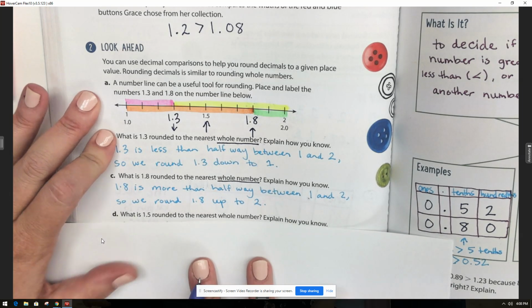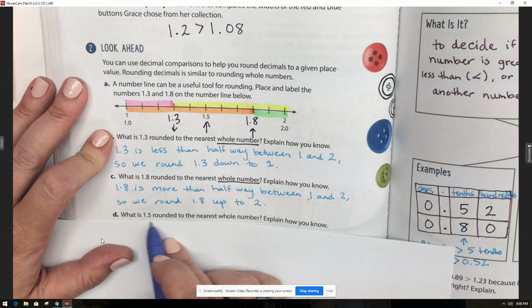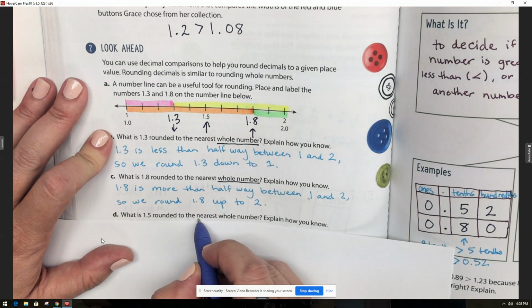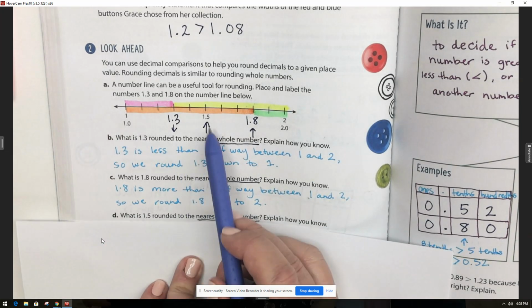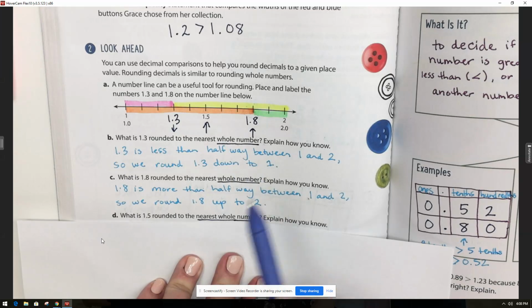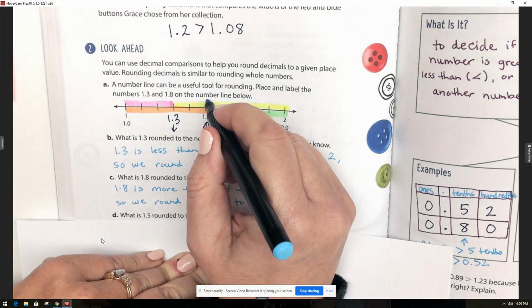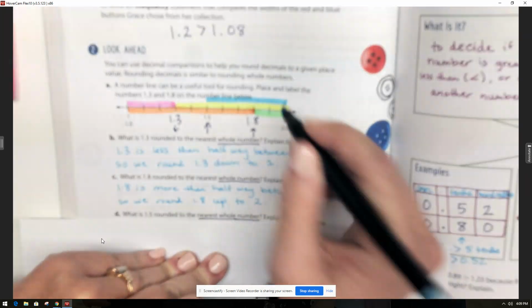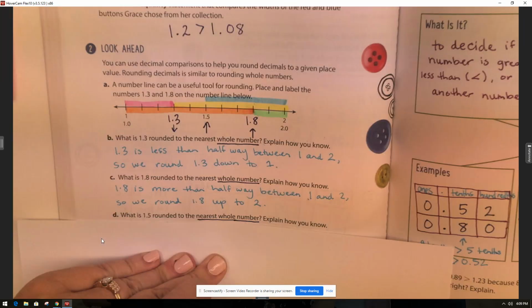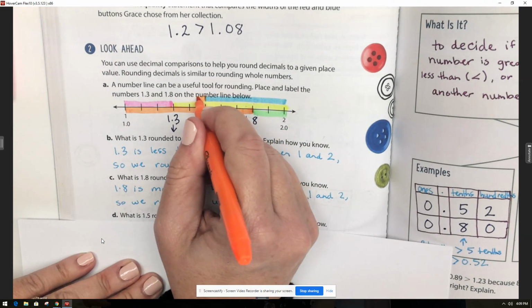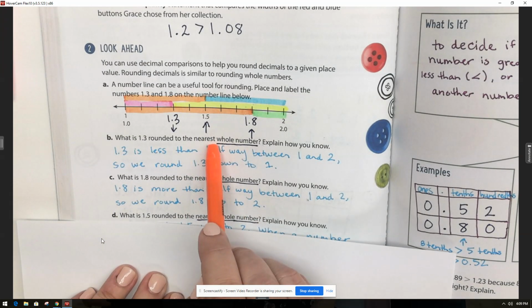What is 1 and 5/10 rounded to the nearest whole number? Explain how you know. So remember, when we've got a number that's half, if we were going to separate this, it's a little hard because I'm running out of highlighter colors, but it would be that far to 2, and then that far to 1. It is exactly halfway in the middle.